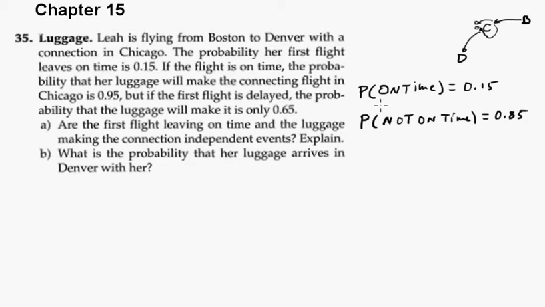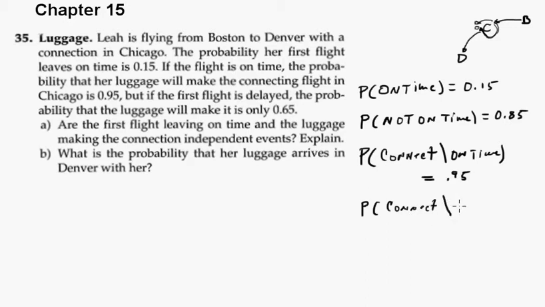And then, if it's on time, the probability of your luggage making the connection, let's say connect, is a conditional probability. That's 95%. So 95% of the time the luggage makes it to the plane if you're on time. But the probability of the luggage connecting, given you're not on time, is 65%. Okay, so that's the information that we've been given.